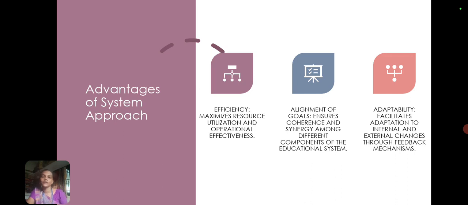So the advantages: first, efficiency. Efficiency means we can use the resources to the maximum. Then alignment of goals: we have to achieve the common goal first, and the stakeholders and groups within the institution work together to achieve that goal. And adaptability is that they can use feedback mechanisms to adapt to internal and external changes as well.